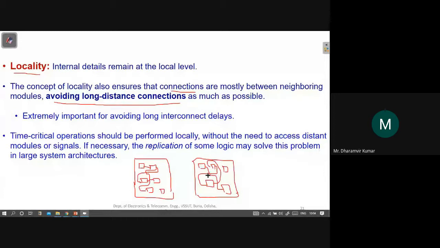Okay, so which is clearly visible here in this second case, that the wiring connections done between different blocks are longer as compared to the connections in this case. Okay, so this is the funda here, that we should avoid these long distance wire connections between different modules. Okay, why is it so?